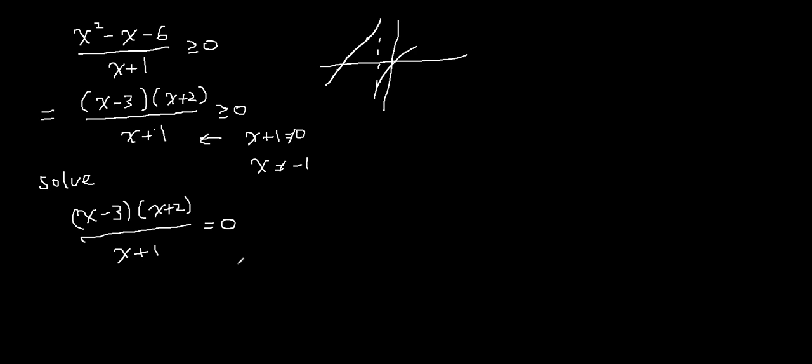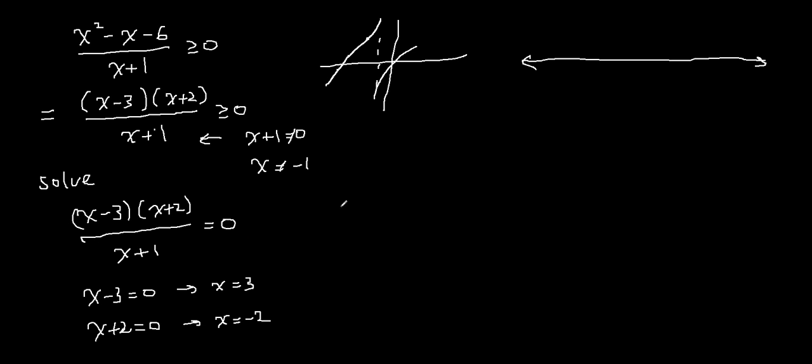Now you know if anything in your numerator equals 0, then your entire function will be equal to 0. So if x minus 3 is equal to 0, then your function will equal 0, or if x plus 2 is equal to 0. This will give x equals 3, and this will give a solution of x equals negative 2. So let's plot our number line now, because you have one asymptote and two zeros to work with: your zero of negative 2 here, asymptote of negative 1, and zero of 3.